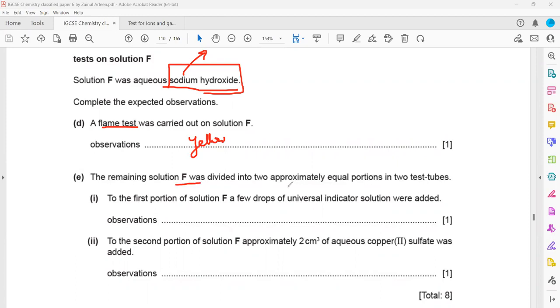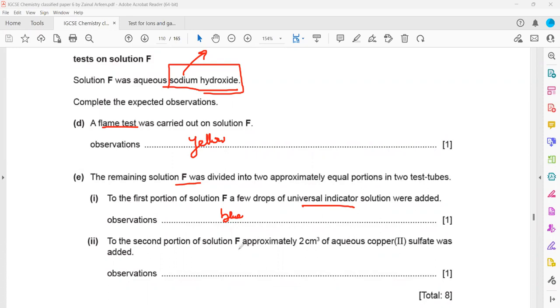The remainder of solution F was divided into two equal portions. To the first, we add universal indicator. What will the color of the universal indicator be? It will be blue. Yeah, blue, purple, violet, acceptable.